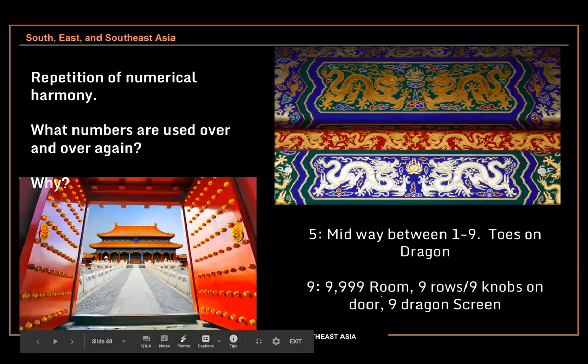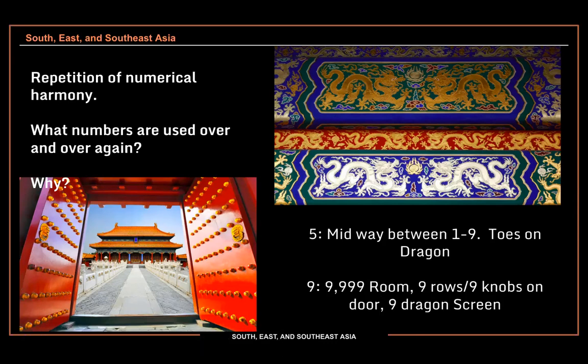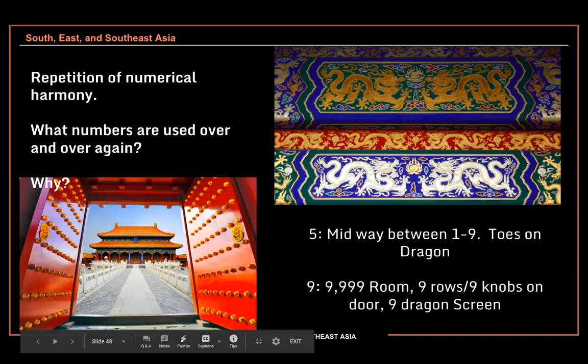And so supposedly, right, it's a little bit off. I think it was 9,080 or something, but supposedly there's 9,999 rooms at the Forbidden City. And the use of 9 is repeated over and over again in the different structures. So just like we saw in a lot of Christian art, and we'll continue to see in Christian art, the use of 3s, right, to represent the Trinity. In Chinese art, we often have 9 or 5 because it's half of 9.